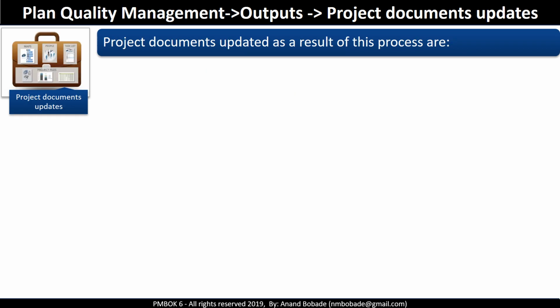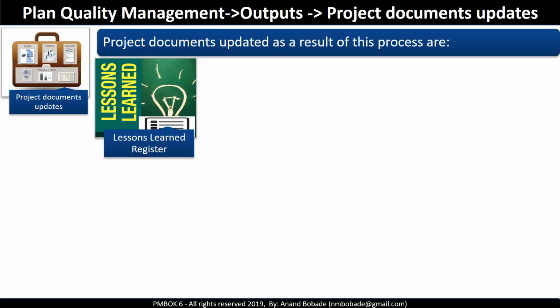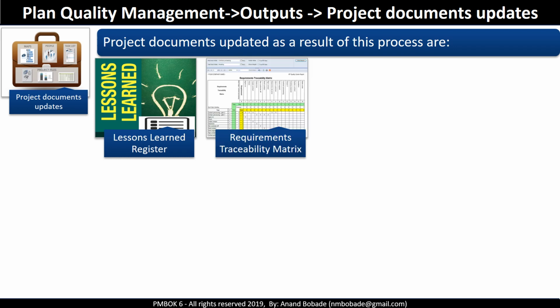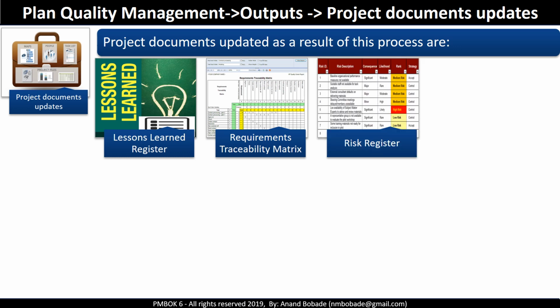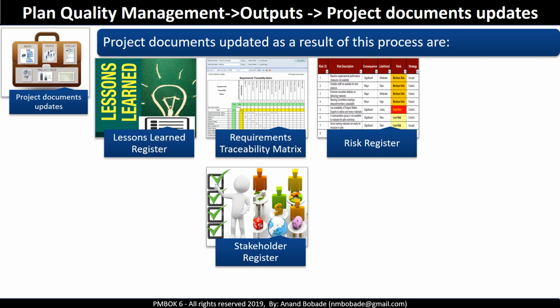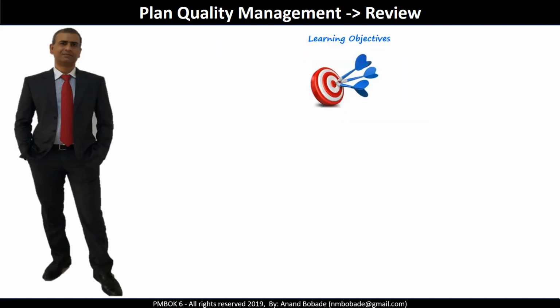Project document updates. The lessons learned register may be updated with any challenges encountered during quality planning. Quality requirements are recorded in the requirements traceability matrix. New risks are identified and are updated inside the risk register. The stakeholder register is updated with the details of interest or influence of existing or new stakeholders on the quality issues.